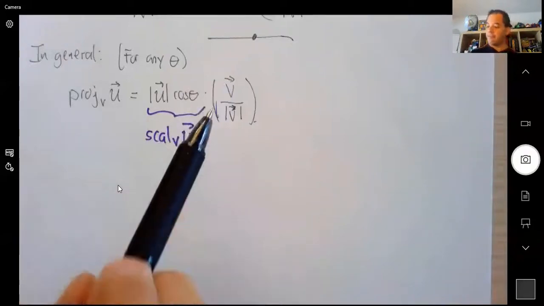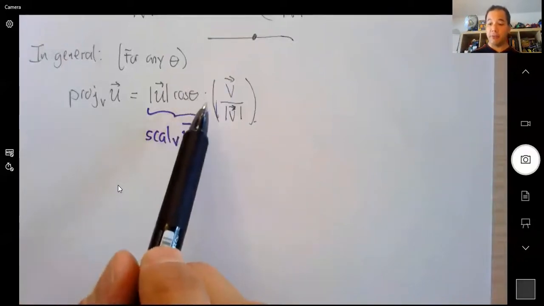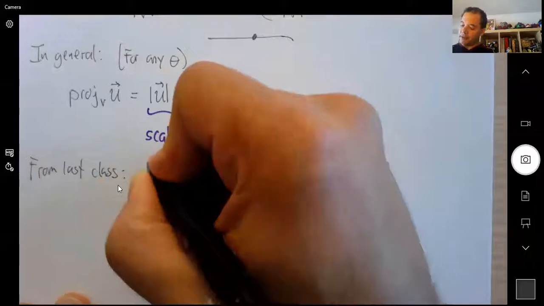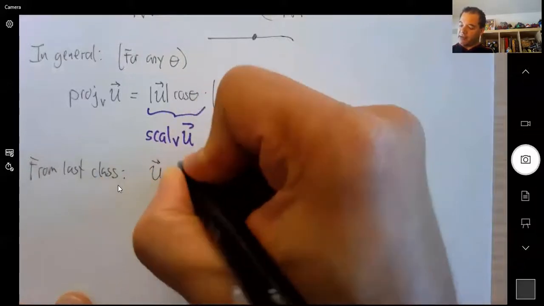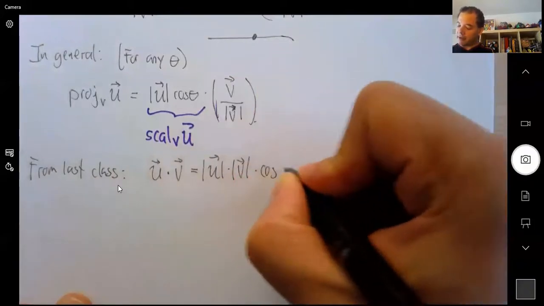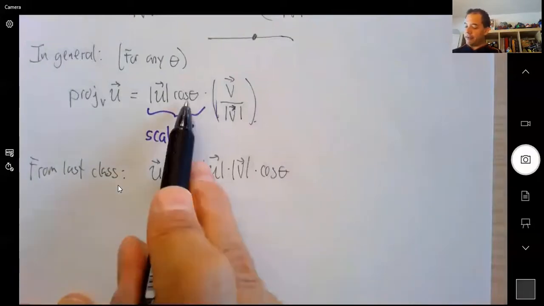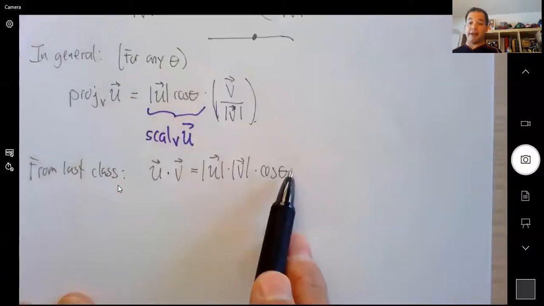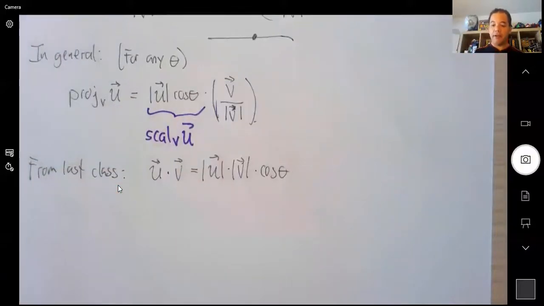What did we learn last class? Well, last class we learned how to calculate the angle between two vectors using the dot product, right? So from last class, we learned that if we do U dot V, we get magnitude of U times magnitude of V times cosine theta, right? And you see, this is almost like that one. So the idea is if we can solve for this and eliminate the angle, because the angle is difficult, right? We in general don't have a good tool to figure out the angle.